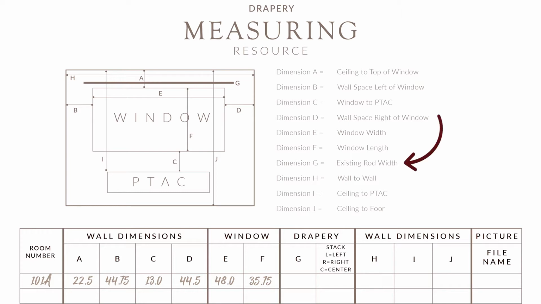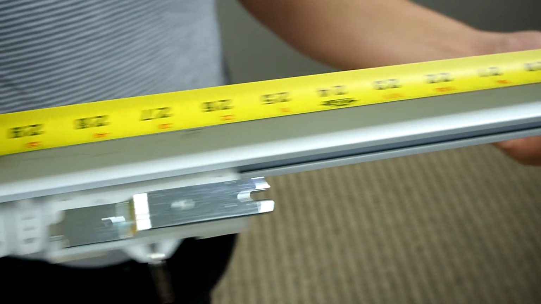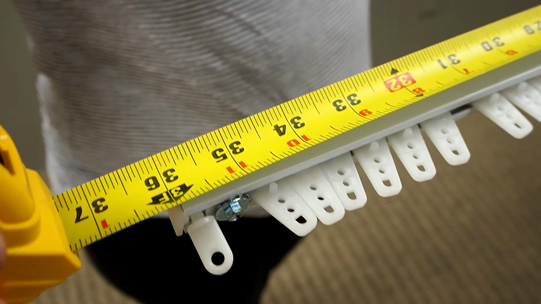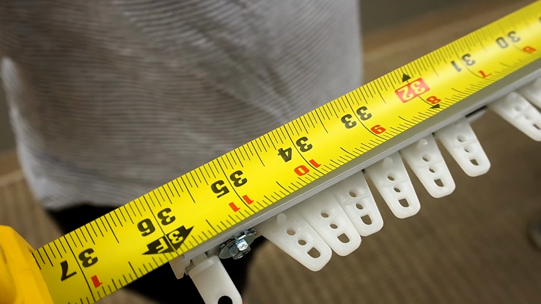If you have existing drapery, measure the existing hardware track and note the width in column G. This is as simple as measuring from one end of the track to the other.